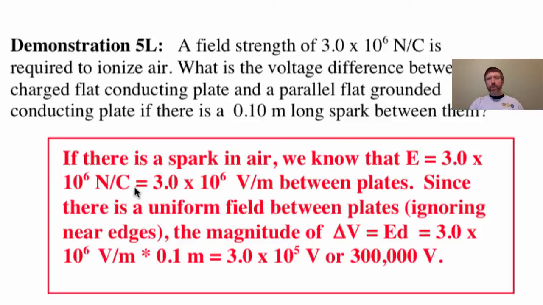We know the field strength, and that this is the field that's necessary for air to ionize, 3 million volts per meter or 3 million newtons per coulomb. Since there's a uniform field, ignoring the edge effects, magnitude, again, magnitude delta V is Ed. Delta V is E, 3 million volts per meter times 0.1 meters, 300,000 volts. And if you get a 10 centimeter spark from a Van de Graaff generator, that means it's at 300,000 volts compared to ground, which is where you are standing.